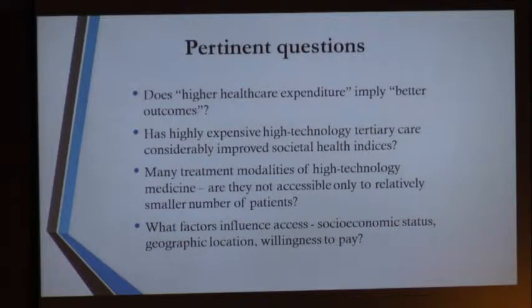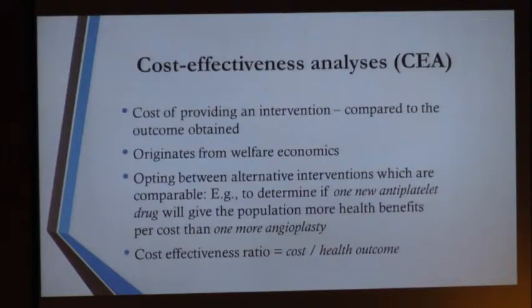So the pertinent questions we have: is higher healthcare expenditure synonymous with better outcomes? Has highly expensive, high technology medicine improved the social health index? And what are the factors which influence access? Is it the socioeconomic status, geographic location, willingness to pay? There are so many things to ask.